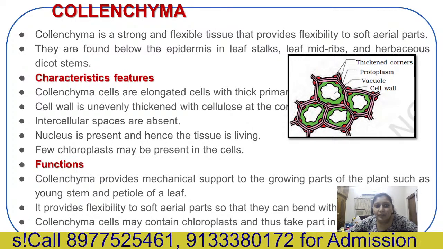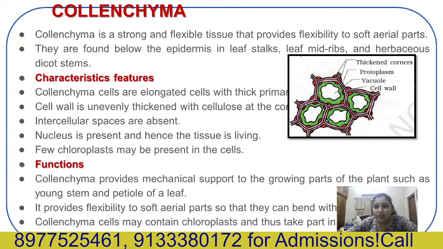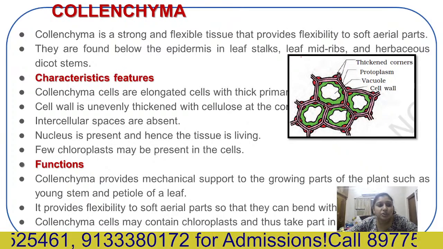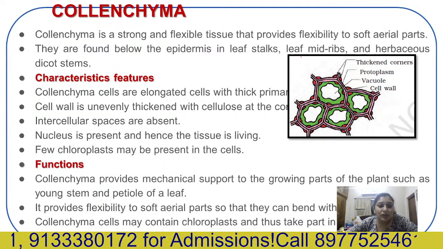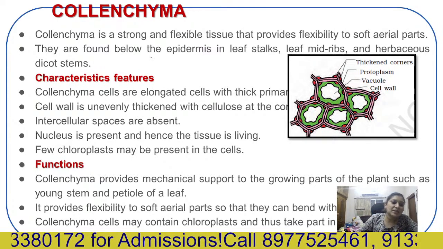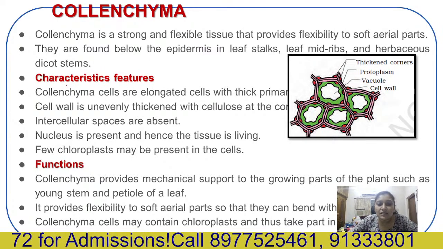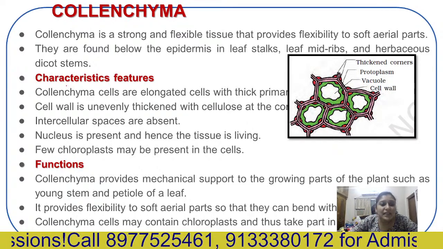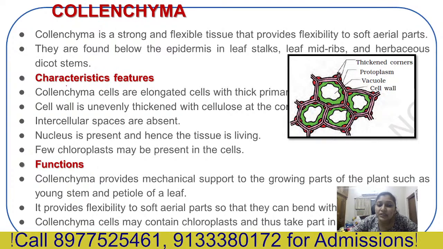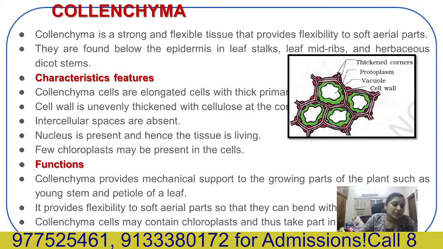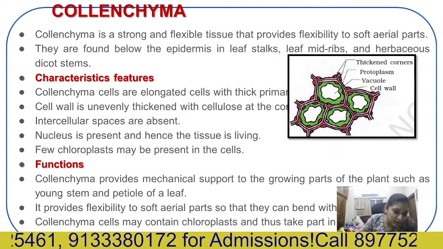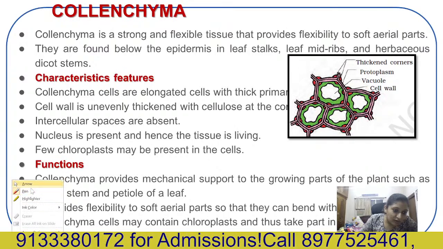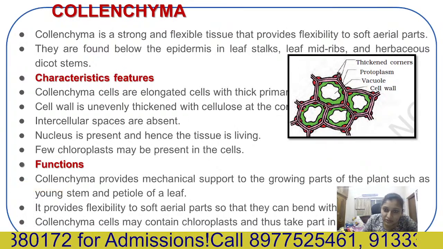So they are found below the epidermis in the leaf stalk, leaf midrib, and the herbaceous dicot stem. So, the characteristic feature of the collenchyma cells: collenchyma cells are elongated cells with a thick primary cell wall, and the cell wall is unevenly thickened with cellulose at the corners. So at the corners, deposition started.